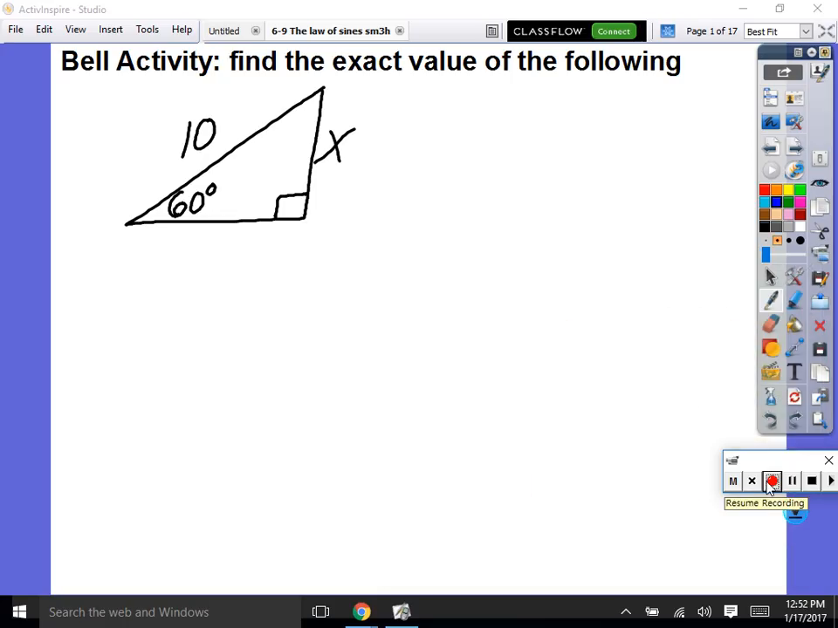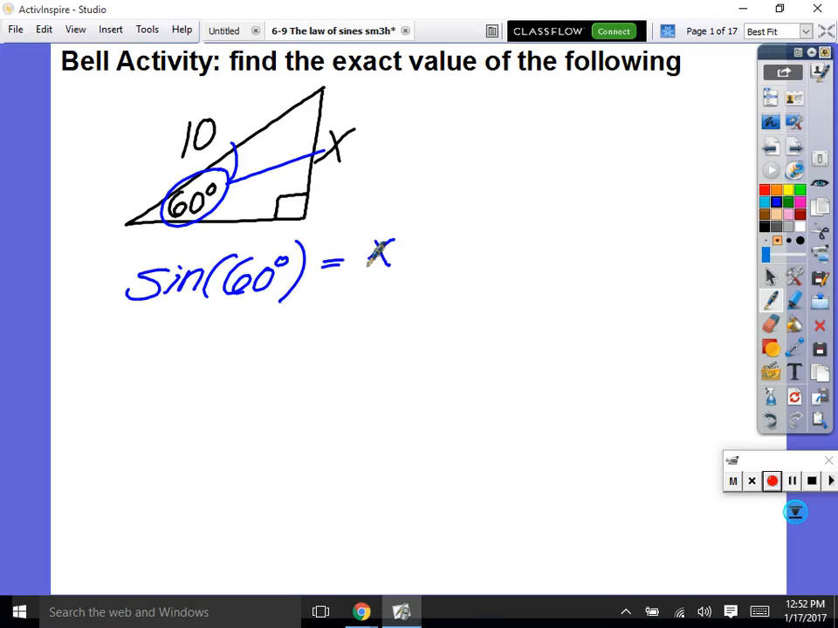A lot of you had the right idea. You did it the way we would have done it in secondary 2, but now we're in secondary 3. So it's a right triangle. We can use right triangle trig. So you set up your trig ratio. Opposite and hypotenuse gives a sine. I saw all of you got this. Sine of 60 is equal to x over 10, right? So x is equal to 10 sine of 60.